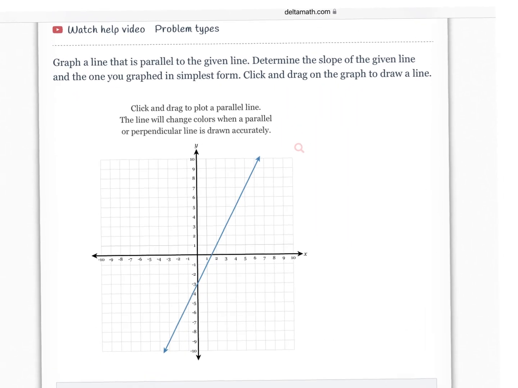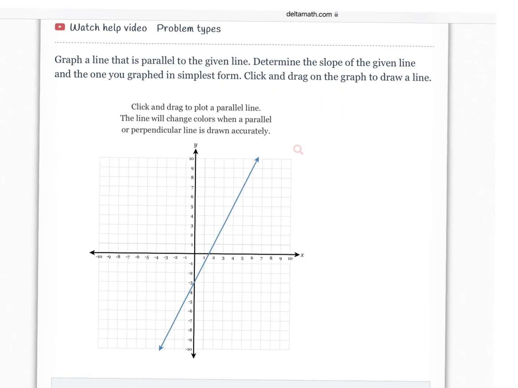So in this first one, you are asked to graph a line that is parallel to the given line, this being the given line. Determine the slope of the given line and the one that you graphed. And then it explains here to click and drag on the graph. Okay, so I'm not going to be able to demonstrate the click and drag, but basically you're going to be picking a point, such as a point here, anywhere.